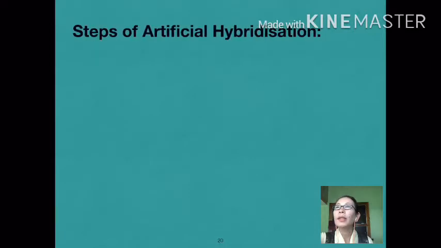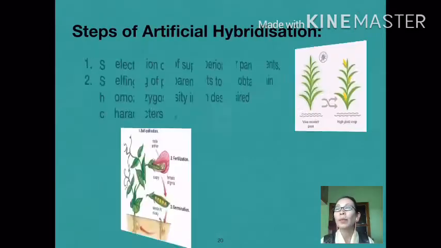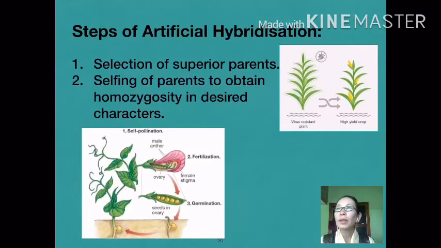So let's study the stepwise process of artificial hybridization. The first step is selection of superior parents with desirable characters. In fact, selection of parents is the basic step in a hybridization program, and often, more than anything, determines the success of the breeding program. In the second step, the selected parents are made to self-pollinate for several generations in order to obtain the desired characters in all purity and consistency.